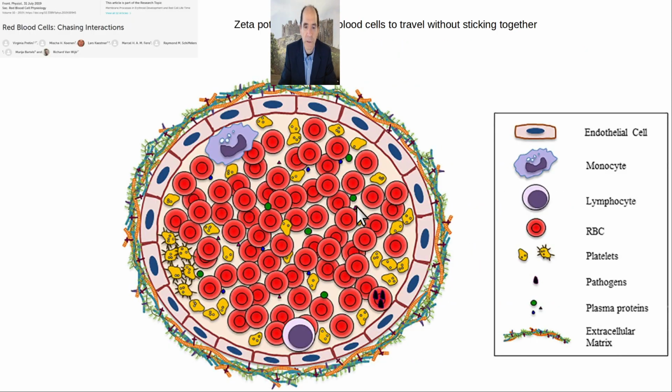All these red blood cells are floating together. More than 99% of the cells in the blood are red blood cells. But there's also a couple of white blood cells. There's also platelets. And they all have zeta potential, so they don't stick together. That's an important point. They have to have that. And then the endothelial lining cells of the arterial wall, these guys all have a zeta potential too. So everything is designed to not stick together under normal conditions.